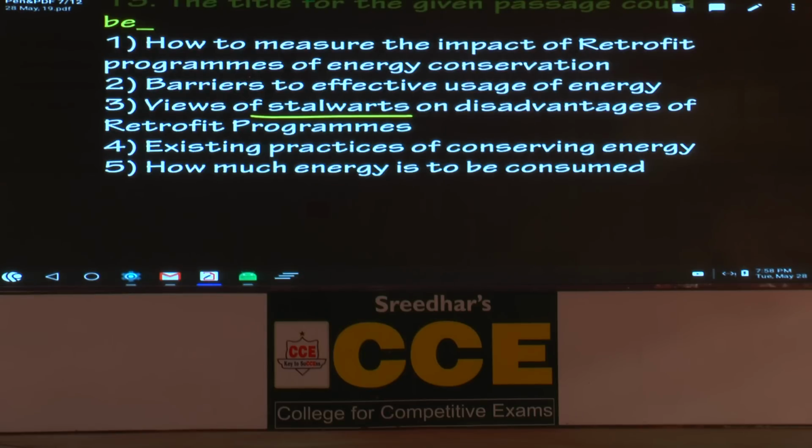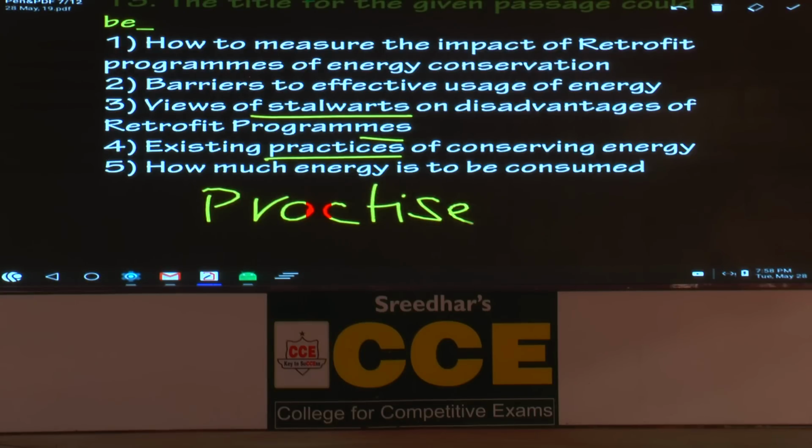Existing practices of conserving energy. Please underline the word practices. Here, which part of speech is it? Practices, it's a noun. Please underline the last 3 letters. Imagine they have to use the word as a verb. What will be the spelling? Please make a note. TISE is the verb form, TICE is the noun form. In various bank exams, they've given more than 10 times questions related to this word and one more word. Please make a note of that also. SE is the verb form, CE is the noun form.